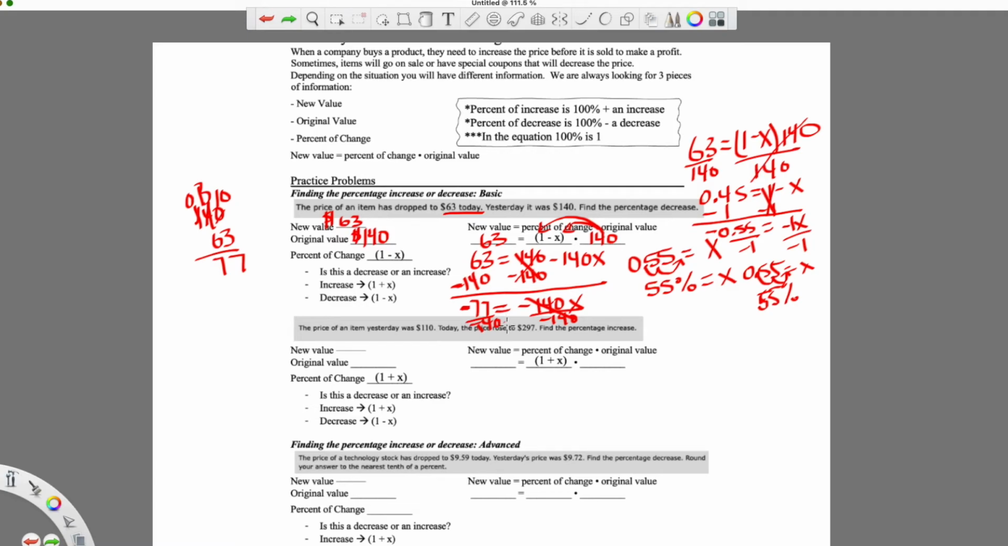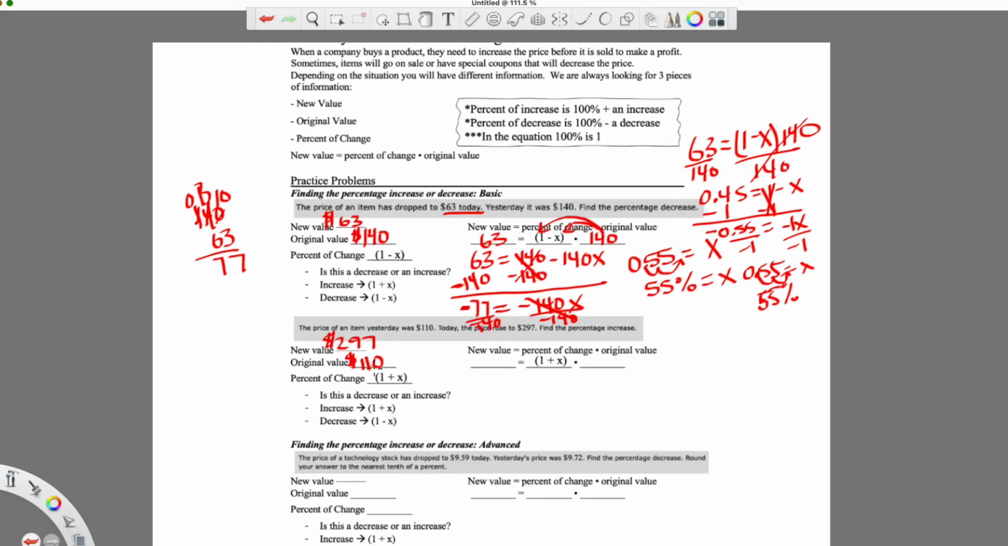So I wrote a little bit on that next one. The price of an item yesterday was $110. Today the price rose to $297. So without even reading the third sentence, if I think about the words that I just read, the price of an item yesterday was $110. So that's the past. That's going to be my original price. Right? Yesterday was $110. Today, that's right now, that's going to be my new price. That's what I'm paying right now. It rose to $297. So my new price is $297. My old price was $110.